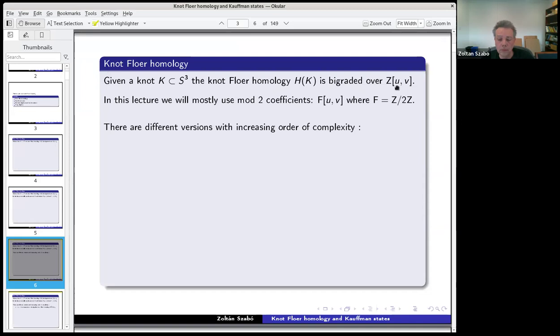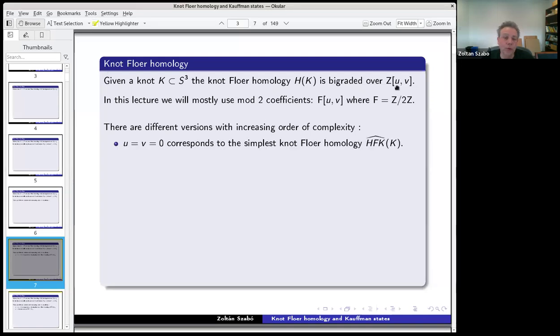There are different kinds of problems. How computable are these? The simplest one is already interesting, and this is the version when you take both of these variables to be 0. This is the classical version of knot Floer homology. But there are other versions, and there is also a symmetry between u and v. We can make u equal to 0, or v equal to 0. At any rate, that gives you a more complicated version, which is called HFK minus.